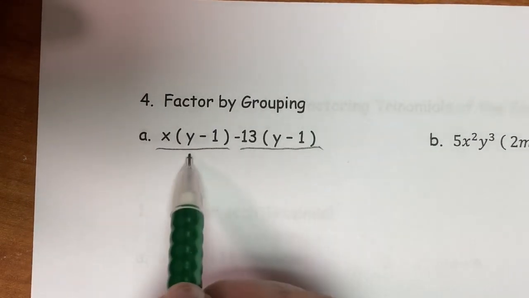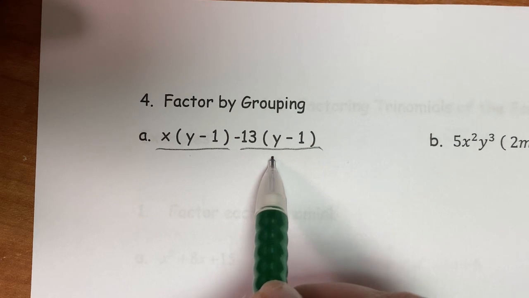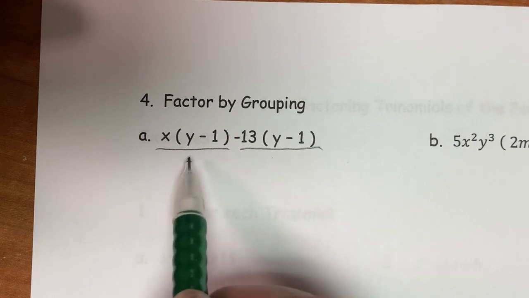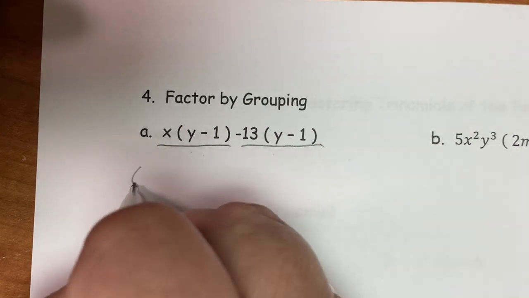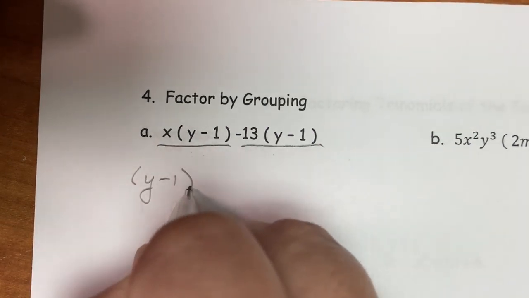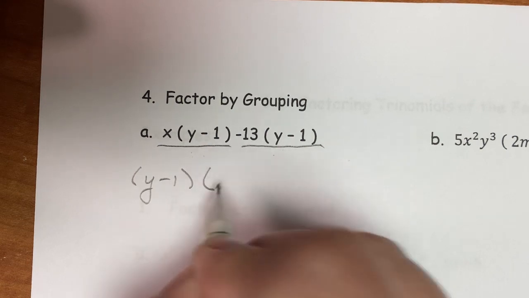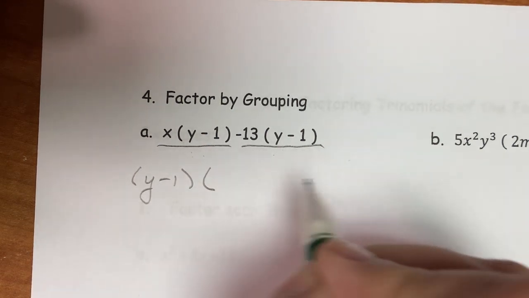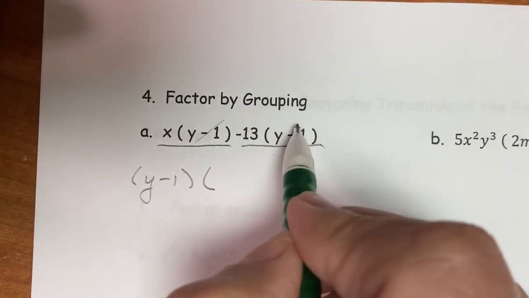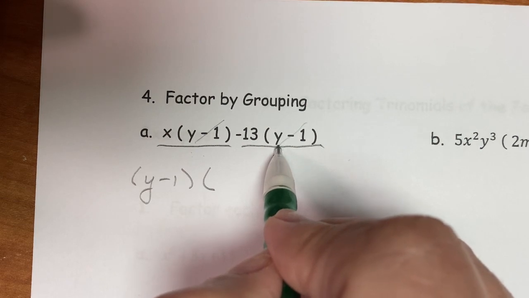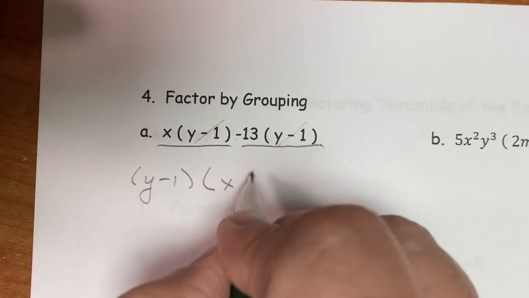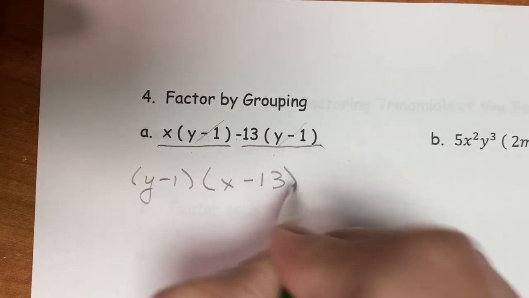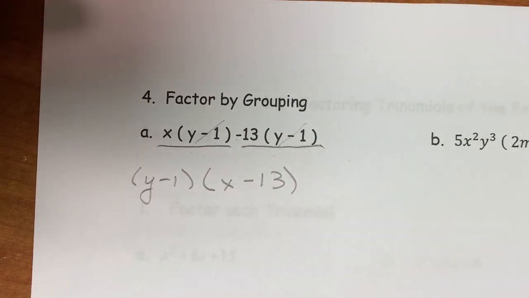I underline them. Now for greatest common factor, we want to think to ourselves, what do these two big terms have in common? Well, you can see that they have a y minus 1 in common. And now we're going to write what's left when I factor out that y minus 1. Well, they're now gone. And what's going to be left? An x minus 13. And we have taken out the greatest common factor.